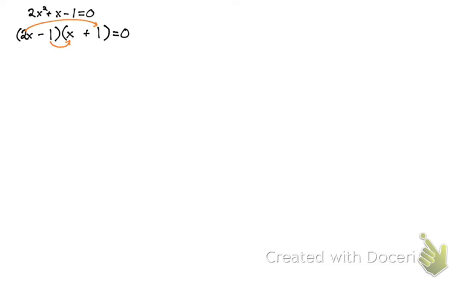So now we have basically 2x minus 1 equals 0, or x plus 1 equals 0. If I move the 1, divide by 2, I have x equals 1/2. And the other one, I have x equals a negative 1. Now, just a reminder that these were actually in placeholders of cosine.